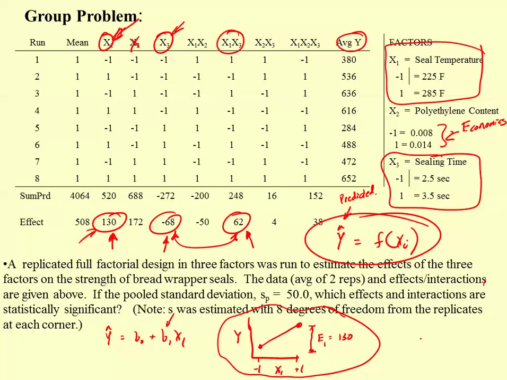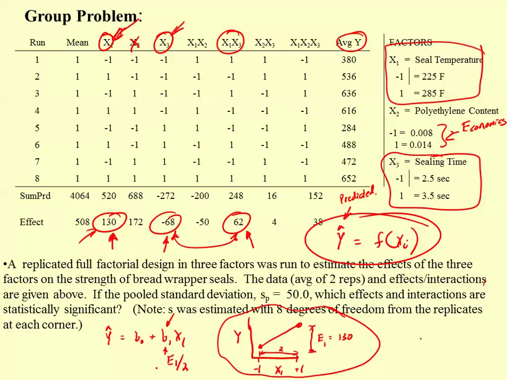What is the slope of this line? Someone give me a number. 65. Rise over run. The run is 2. +1 minus -1 is 2. So the slope there is half the effect. And if we had X2 in the model, it would be half that effect. If we had an interaction, it would be half that effect as well.